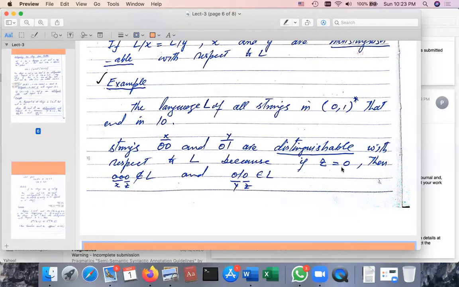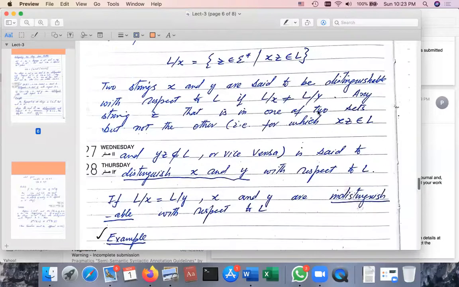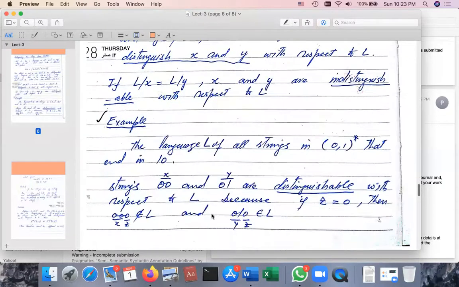And 01 and this 0 gives 010, this is the y part, this is the z part. So this string ends in 10, and it belongs to this language. So you can say L over X is not equal to L over Y. This example is simply saying that 00 and 01, which are the two strings, are distinguishable with respect to that language L. Only these particular strings 00 and 01.